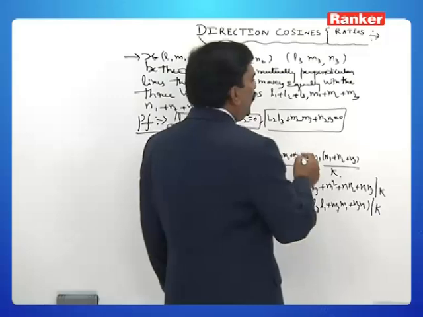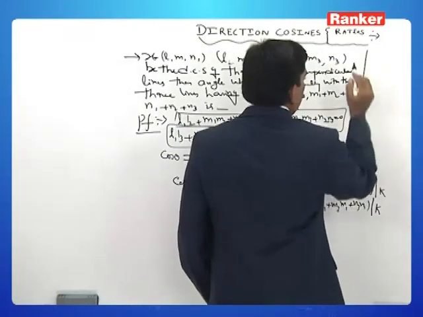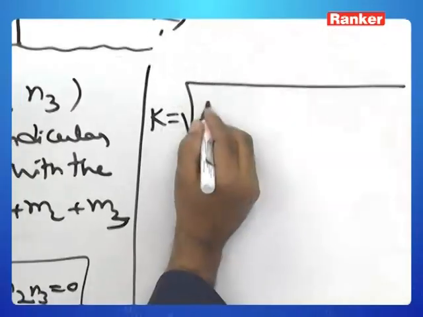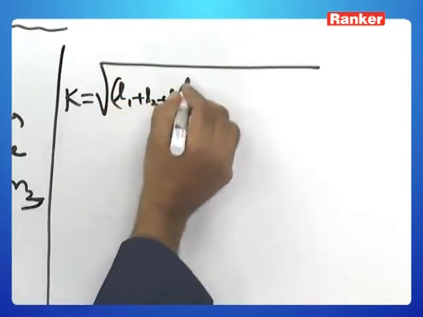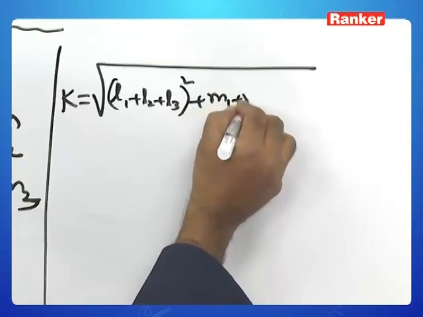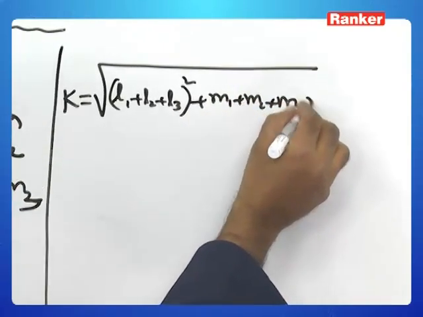Now k is nothing but the square root of this one, having the DRs l1 plus l2 plus l3.